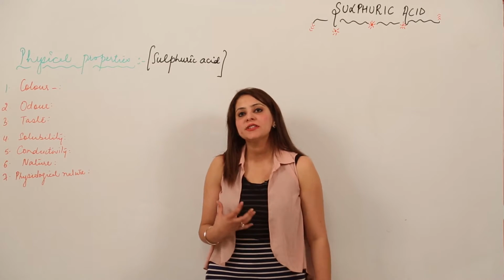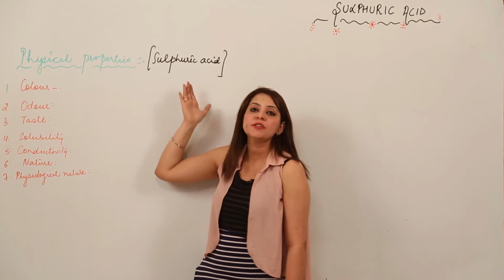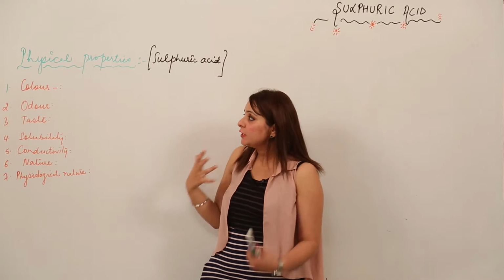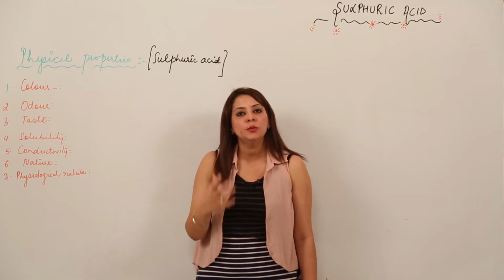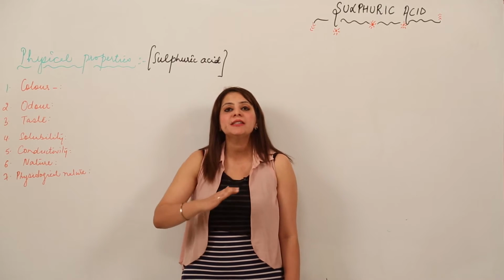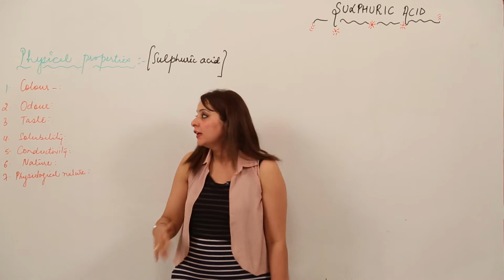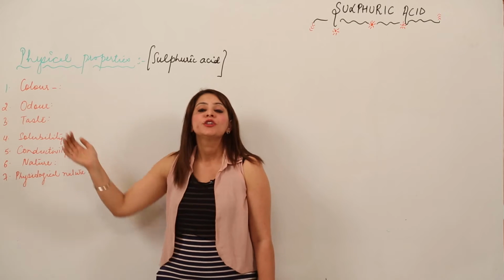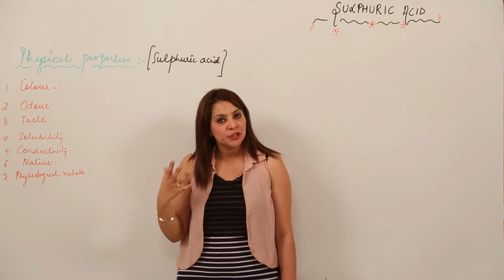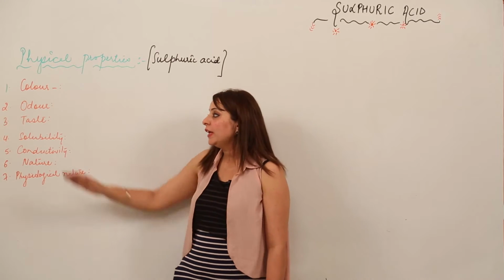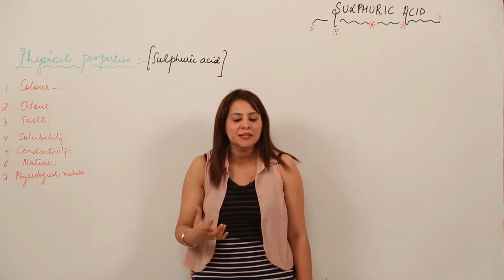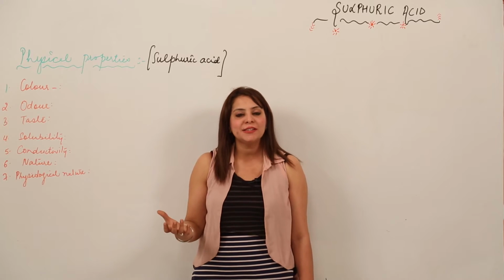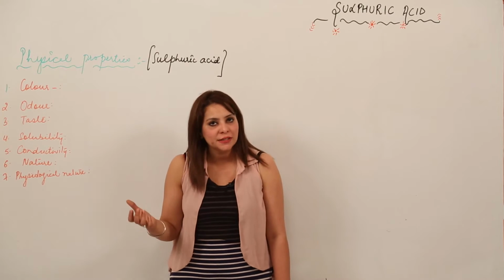Now we are going to start with the physical properties of sulfuric acid, right? If we talk about its color, sulfuric acid is almost colorless. And when we talk about its odor, it is colorless as well as odorless. But when we talk of taste, we know that acids are actually sour in taste. Sulfuric acid is also an acid, so obviously it is going to be sour in taste.